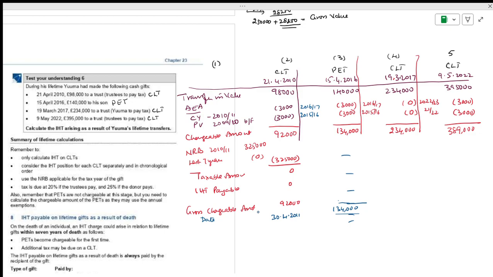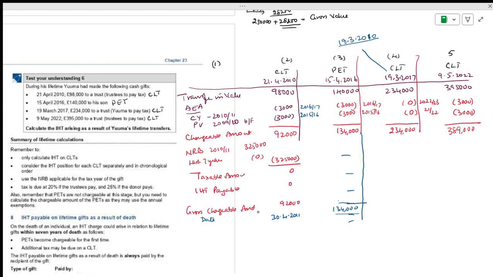Next. Last 7 years, see the things. It is 19.3.2010. Seven years means it includes the 2nd column also. Is it right? Include the chargeable amount.